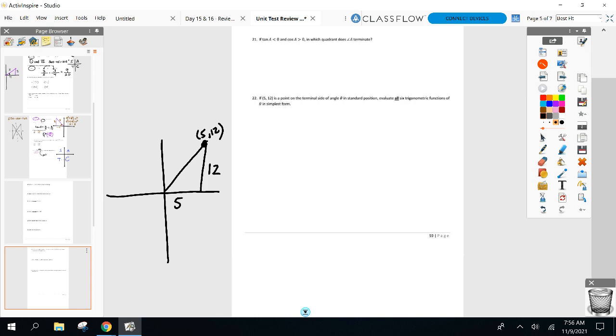Anybody? Pythag, what do you got? Third should be 13. You're solving for C. All right. Now here, hard work's done. Now we got to go through all 6. You guys tell me, what do you want to find first? Cosine, sure. Adjacent over hypotenuse. What do you got here? Adjacent is 12.